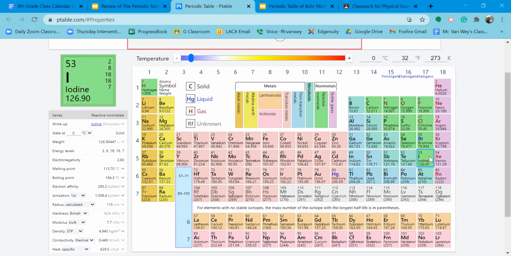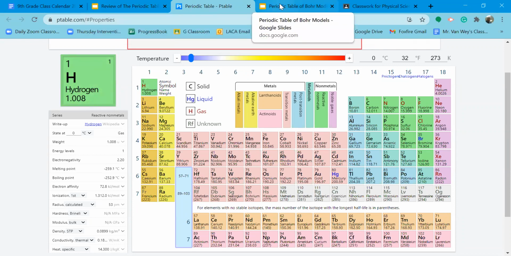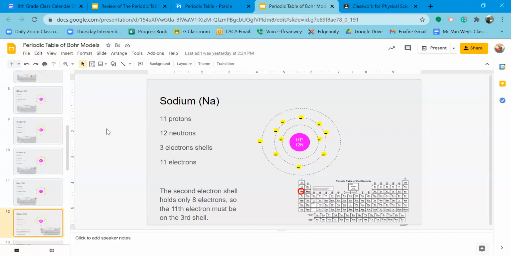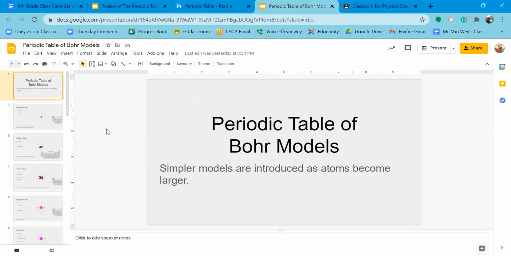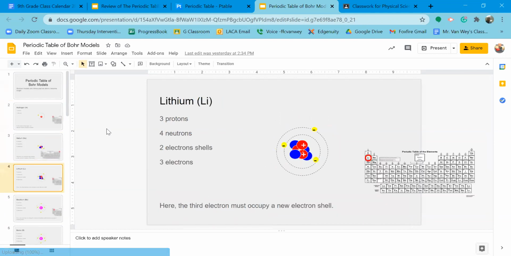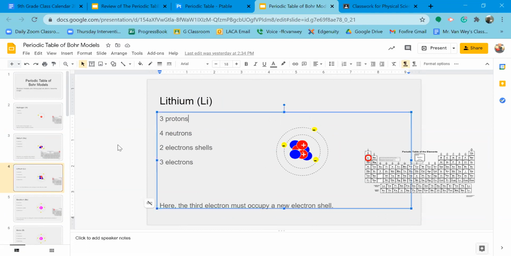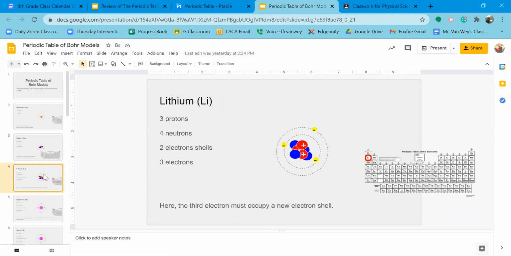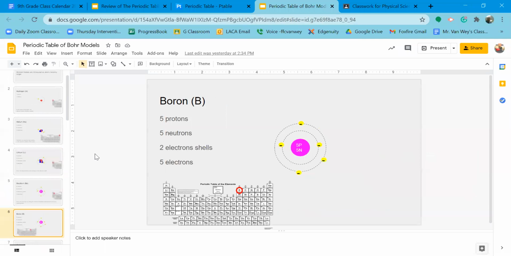Okay, so there's a reason why the elements in a group have similar properties, and we're going to look at that in our periodic table of Bohr models. So here we have sodium. Okay, well, let's go back. Let's go to lithium. Notice how many electrons are in the outside shell of lithium? Just the one here. Okay, so we're going to go all the way down. We're going to go all the way to sodium. So this shell gets fuller and fuller and fuller.